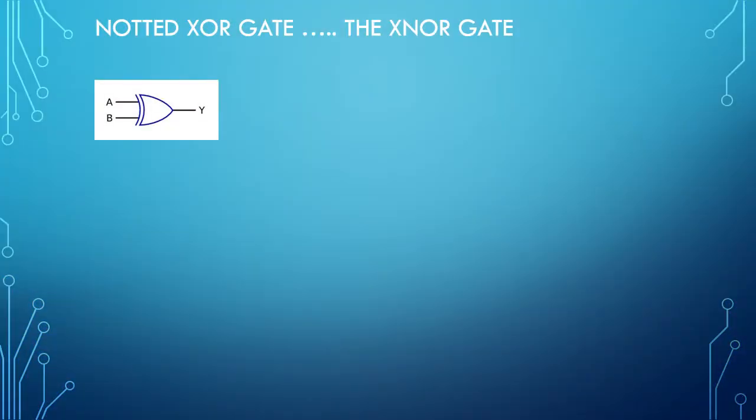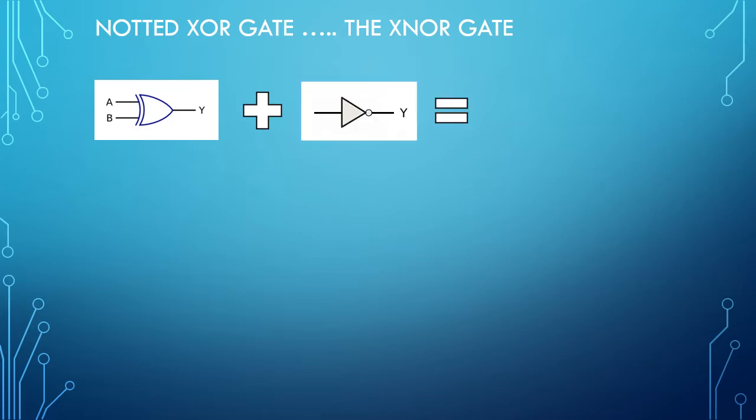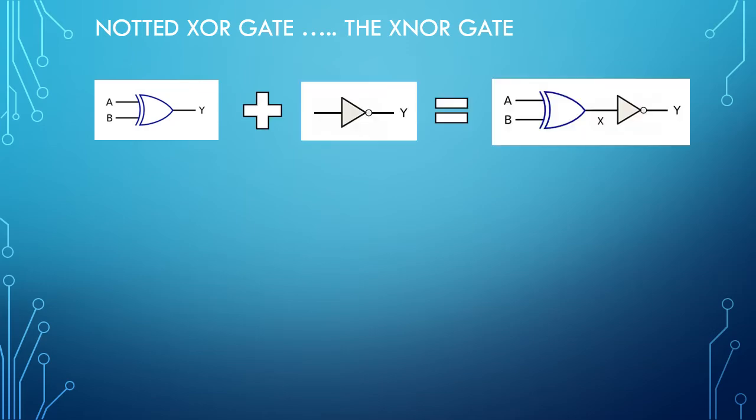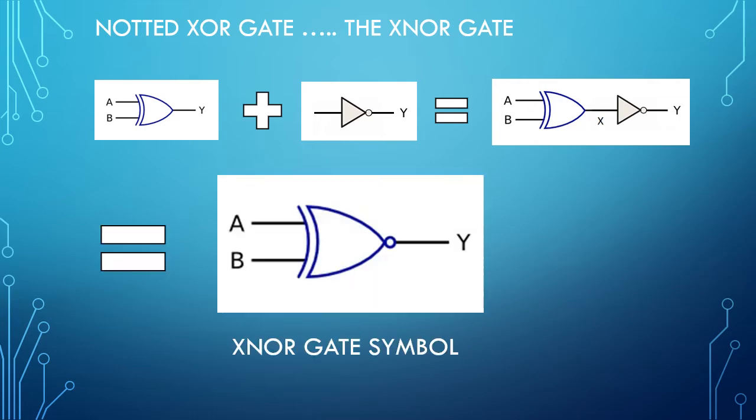Now let's take our exclusive OR gate and add an inverter to the output, so that I now have exclusively A or exclusively B inverted, or exclusively A or exclusively B not, which gives us our NOTed exclusive OR gate, in this case the exclusive NOR gate.